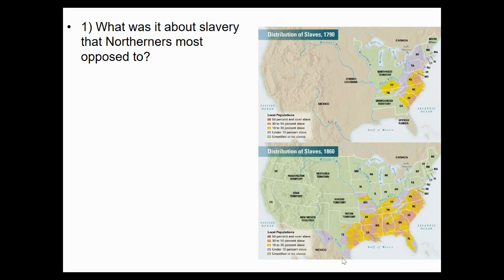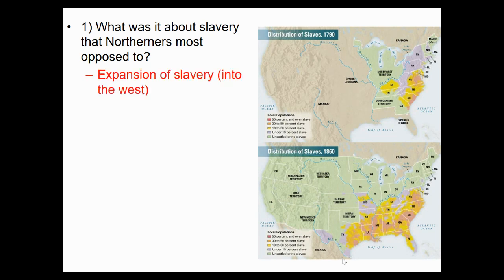Now, about the issue of slavery. What was it about slavery that Northerners were most opposed to? Now, keep this in mind about slavery. Slavery was known as a peculiar institution because it was only in the South. In the upper right-hand corner map, you can see it's in the southern Atlantic coastal states. In the lower map by 1860, you can see it's basically in just the region that's known as the South. Okay, if it's in green, there's no slavery.